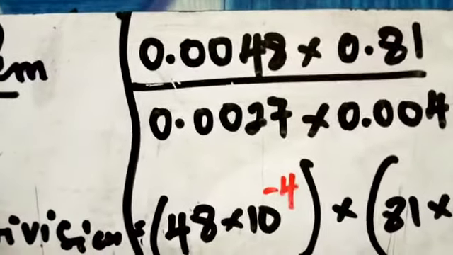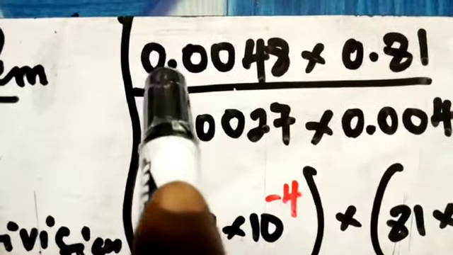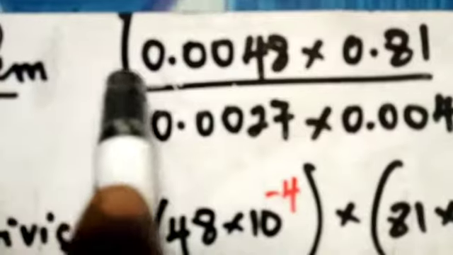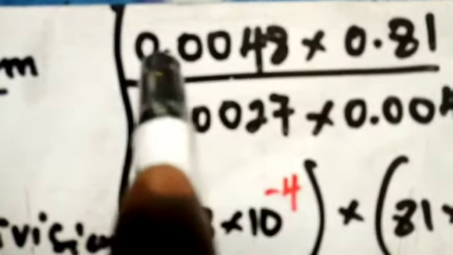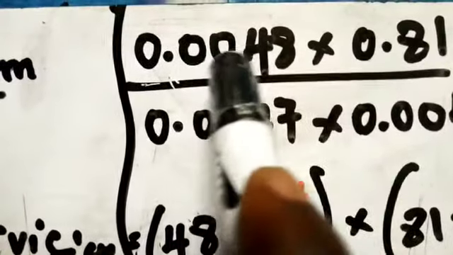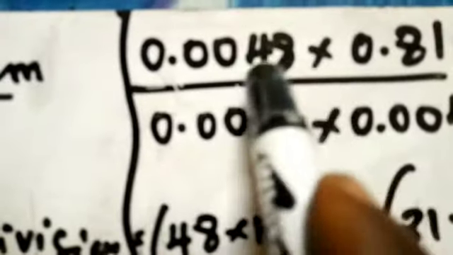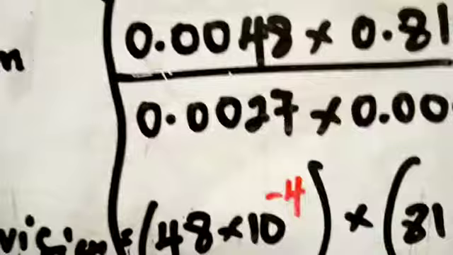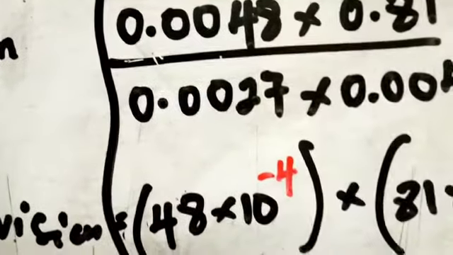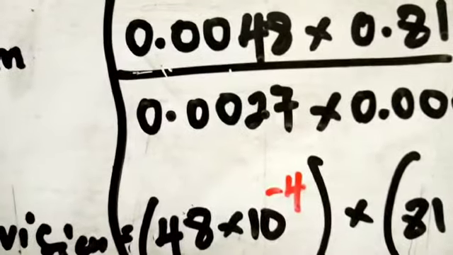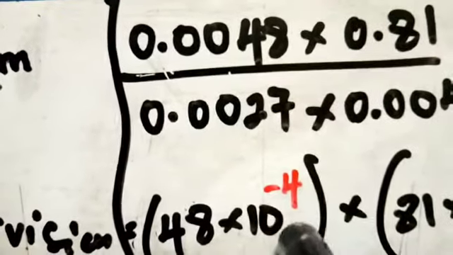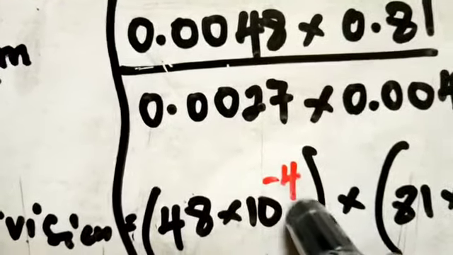Is that okay? The summary is that you just need to know the number you are dealing with. You are dealing with a number that is less than 1, right? So less than 1 means 0 point something. Once it's 0 point something, the exponent of the 10 will be negative. If it is 1 point something, 2 point something, 3 point something, anything beyond 1, then the exponent of the 10 will be positive.